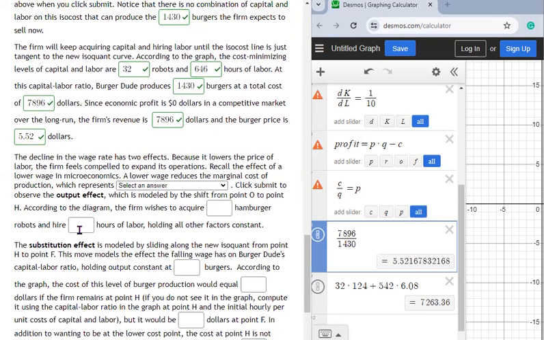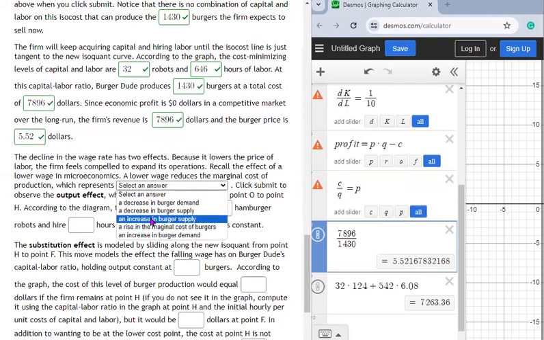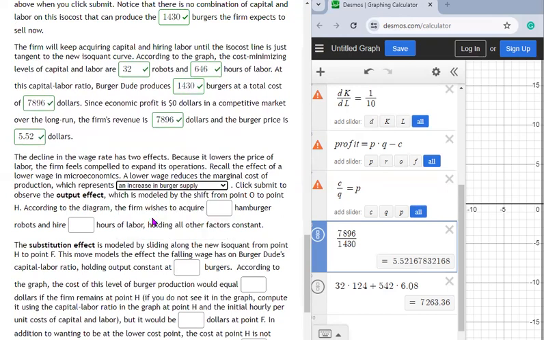Now the decline in the wage rate has two effects. Because it lowers the price of labor, the firm feels compelled to expand its operation. Recall the effect of a lower wage in microeconomics. A lower wage reduces the marginal cost of production, which represents an increase in burger supply. We mentioned that earlier. So click submit to observe the output effect.